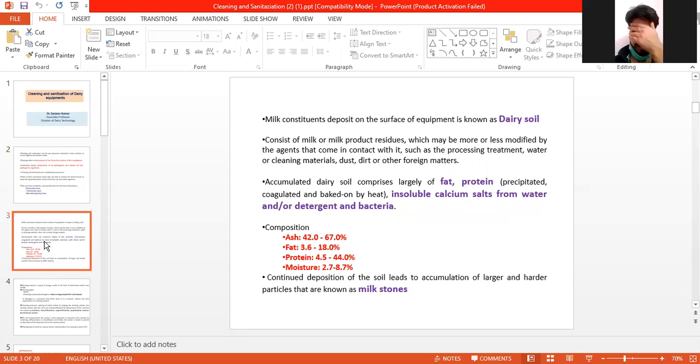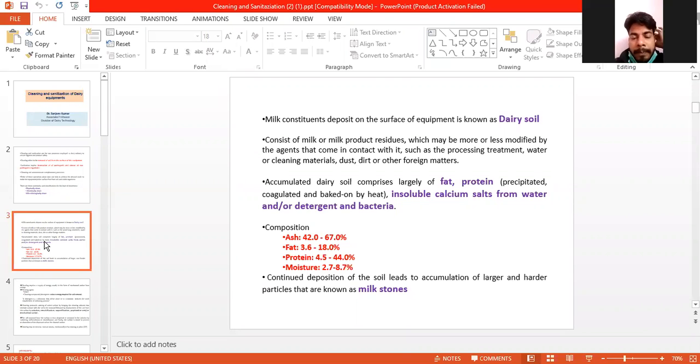So what is the soil? Soil may comprise largely fat, proteins, insoluble calcium salt from water, detergents and bacteria. The composition of soil generally depends upon the type of product you are going to prepare, or the source of milk, so it may vary. Ash, that is minerals, 42 to 67%, fat 3.6% to 18%, protein 4.5 to 44%, and moisture 2.7 to 8.7%. So these are the composition of the soil.